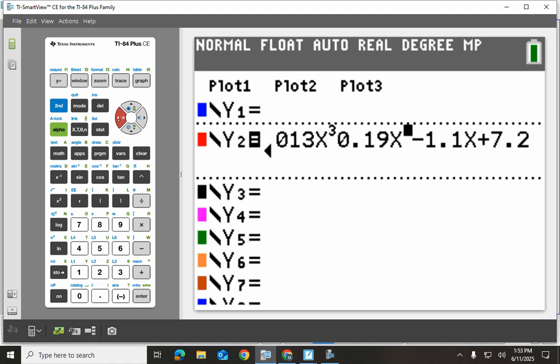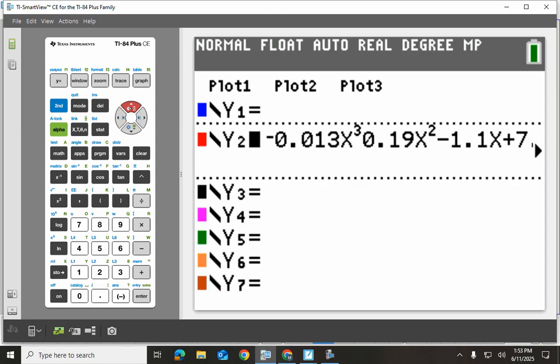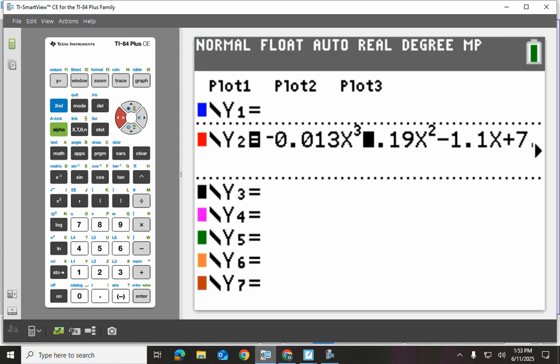Shoot. Oh, you're kidding me. Okay, what is going on with this calculator? Plus.